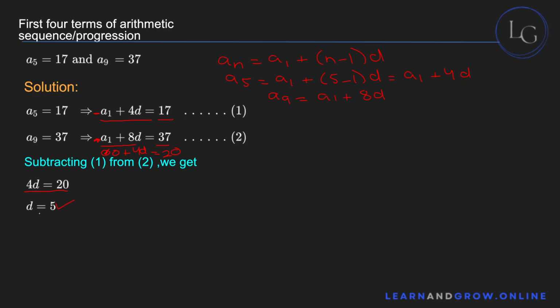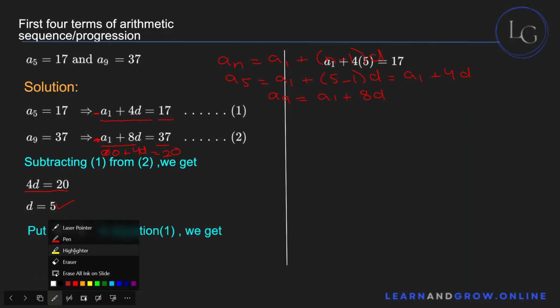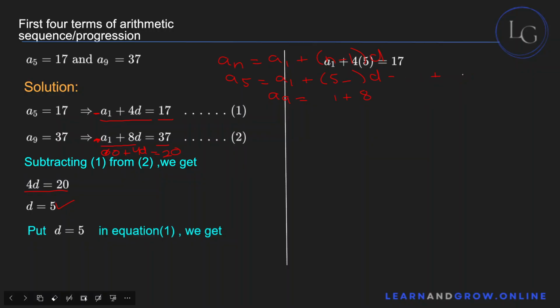Now that we have the value of d, we can find the first four terms. Simple. When we put d is equal to 5 in equation 1, we get the value of a1. Oops, sorry, it's getting a bit messy here. Now, we've been given that a1 plus 4d is equal to 17. So a1 plus 4 into 5, which is d, is equal to 17. Now we have the value of a1, which is equal to minus 3.